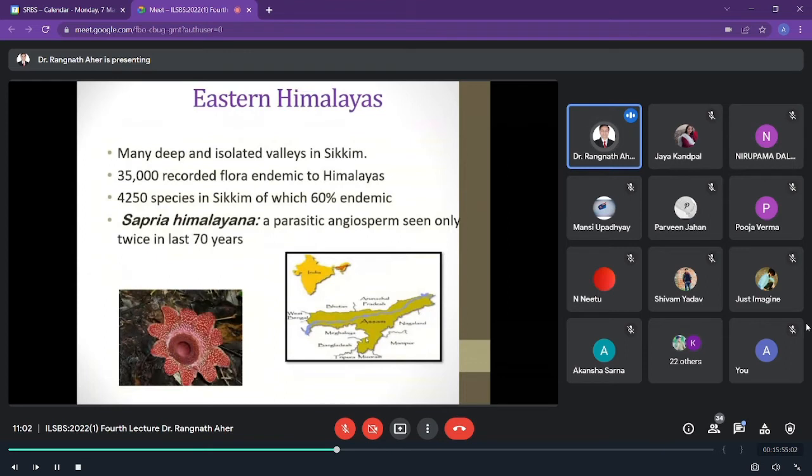The first one is the Eastern Himalaya. There are many deep and isolated valleys in the Sikkim area. 35,000 flora species are recorded as endemic to the Himalayas, and 4,250 species in Sikkim, of which 60% are endemic. Sapria himalayana is a parasitic angiosperm seen only twice in the last 70 years. This is Sapria himalayana, which is commonly found in the Assam area.